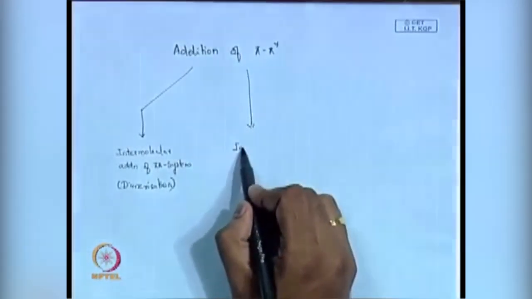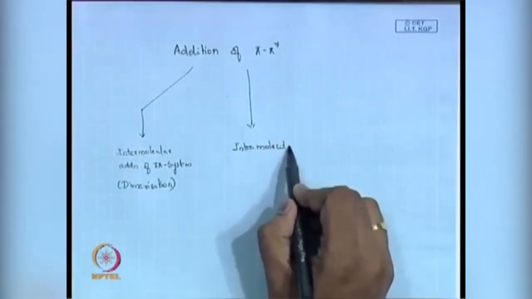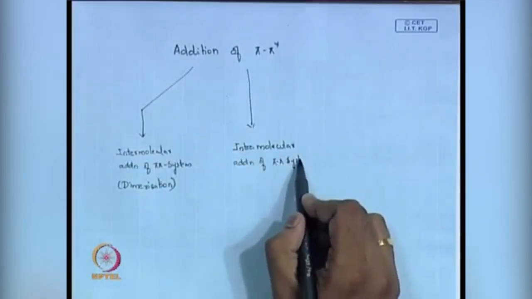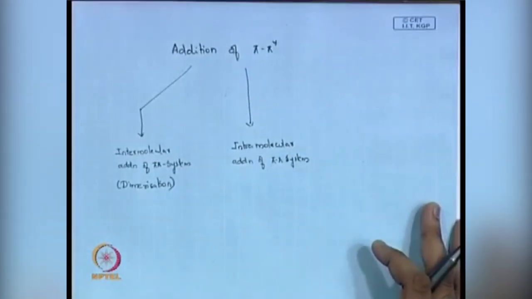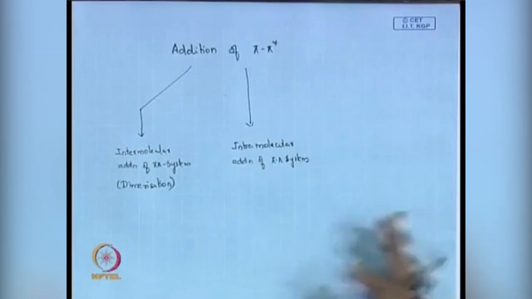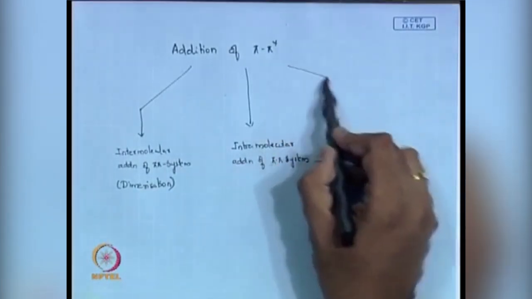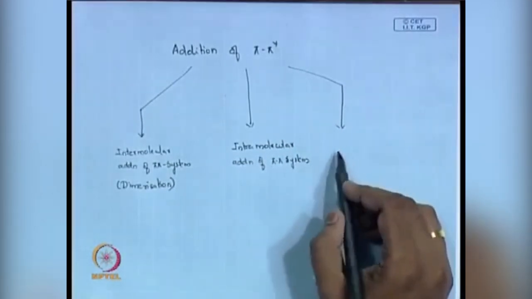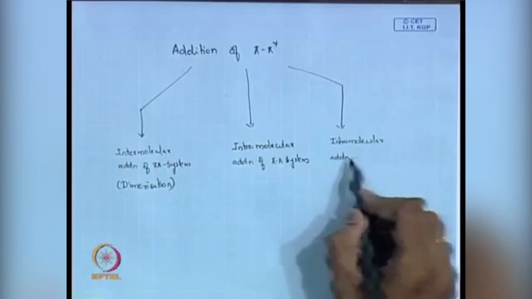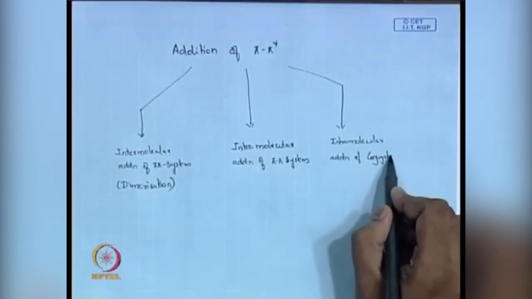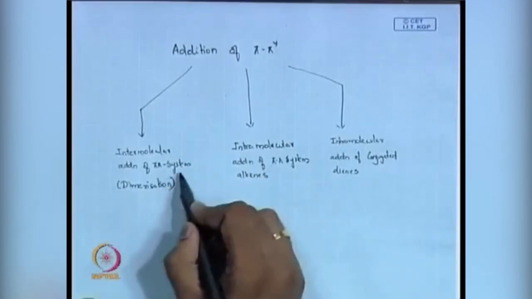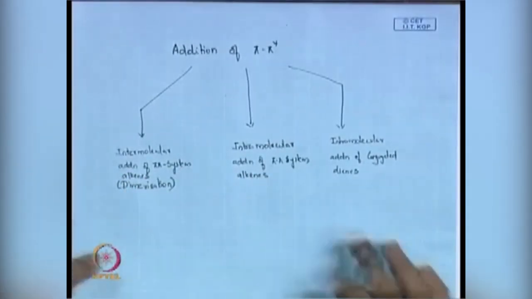Then we can talk about intramolecular addition of your pi system, with two different alkenes, just intramolecular within the double bond in the alkene systems, like norbornene systems, where you can do intramolecular addition. That we will talk about there. Then we can see intermolecular addition of conjugated dienes. This is intermolecular addition of pi system of alkenes, mostly alkenes. Here we can see dienes.